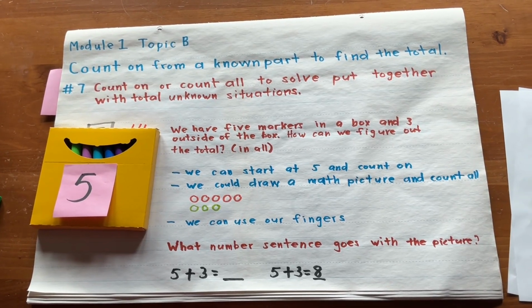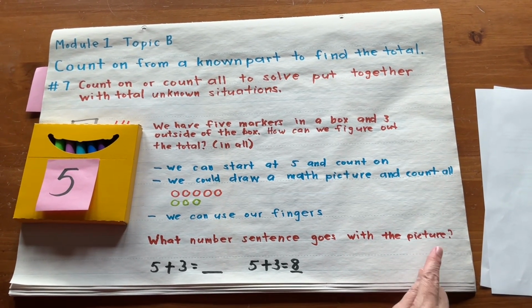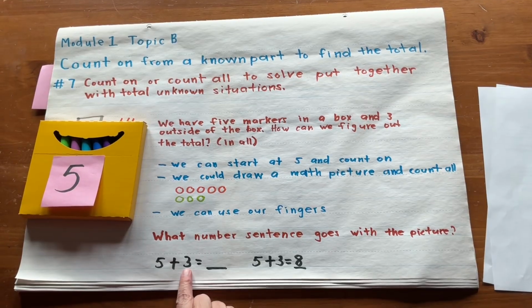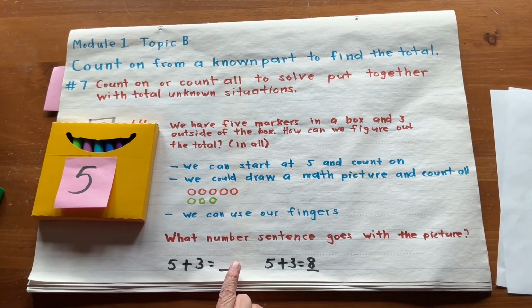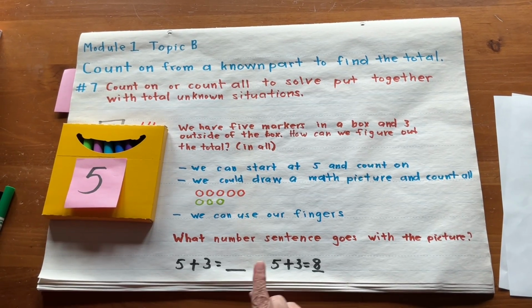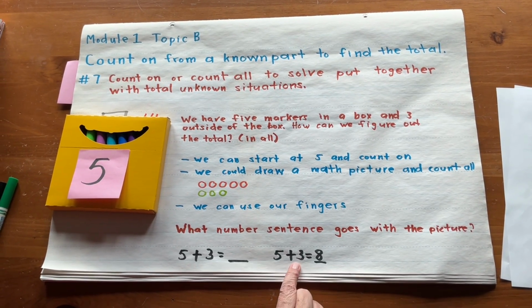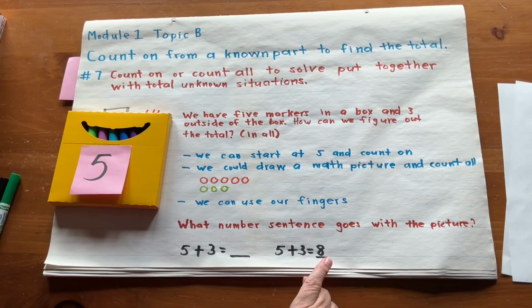What number sentence goes with the picture? 5 plus 3 equals unknown. The total was the unknown. 5 plus 3 equals 8.